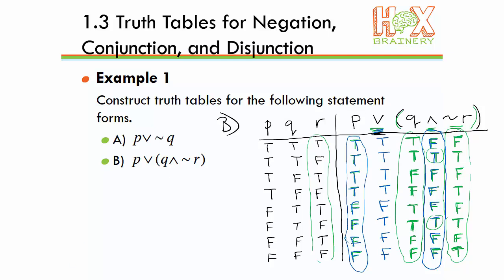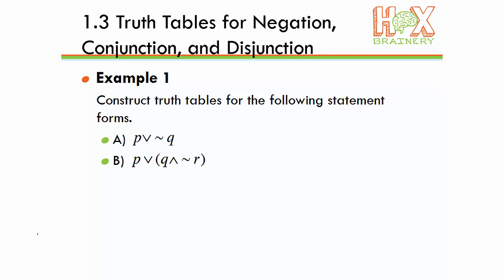And then like before, I like to box in that last column that we completed, just to emphasize that there is your answer column. That is the main column for this statement form. So now that we know what the truth tables are for the negation, conjunction, and disjunction, we can come up with truth tables for a whole variety of statement forms.